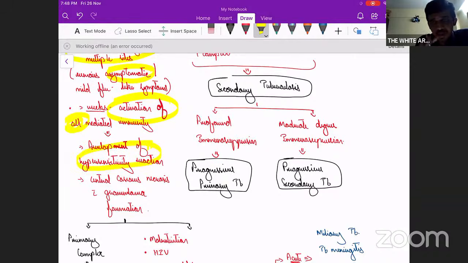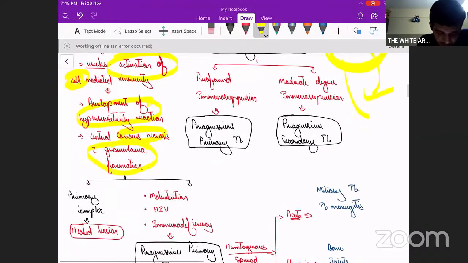Now, once the immune system finds that there are bacilli, it tries to restrict the foci of infection, correct? That is when there is central caseous necrosis with granuloma formation around it. So there will be a caseous necrosis, and around it there will be granuloma formation.